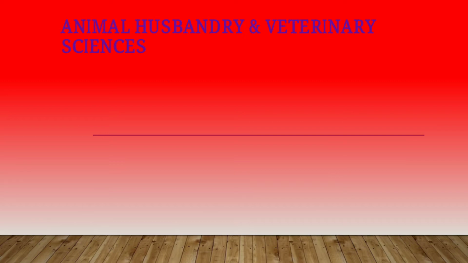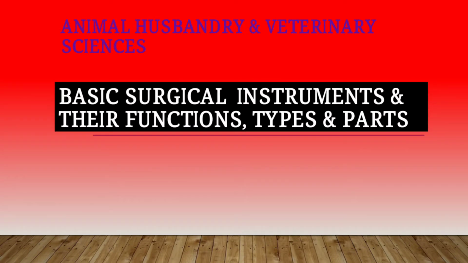Viewers, today we are going to discuss another important topic in our animal husbandry and veterinary sciences section, that is basic surgical instruments, their functions, types and various parts of the surgical instruments. Basically, there are 5 major surgical instruments which are used in any kind of surgery, major or minor. So let's see what these instruments are, what their functions are and what the types are.